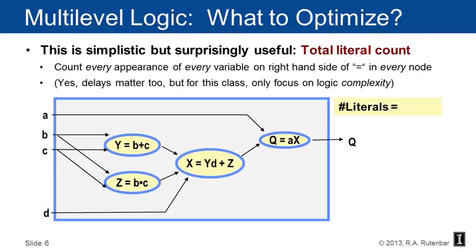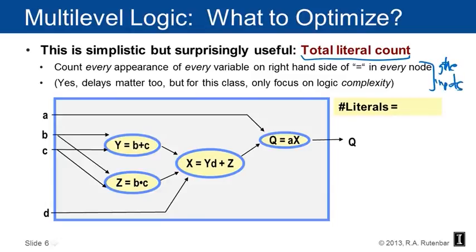So if I represent it like this, what do I want to optimize? Well, it turns out that there's a simplistic but surprisingly useful answer, which is the total literal count. And technically, that would be that we're going to count every appearance of every variable on the right-hand side of an equal sign in every single node. So yes, logic delays matter too, but this is really a focus on complexity. And what this is really counting is something that will turn into gate inputs.